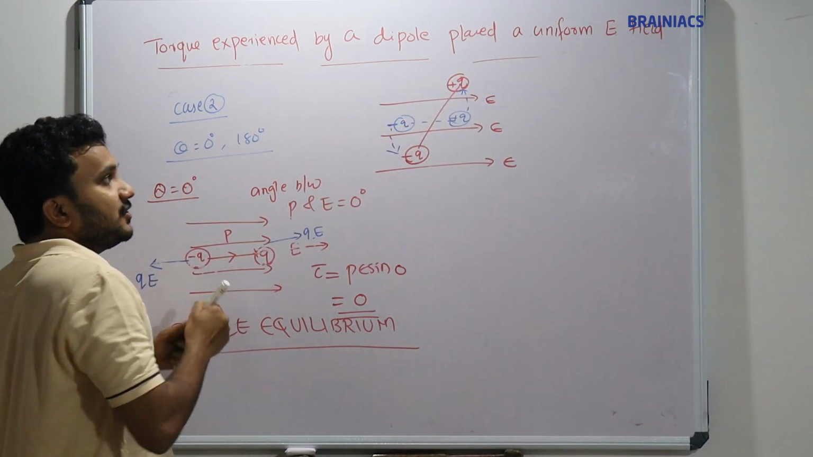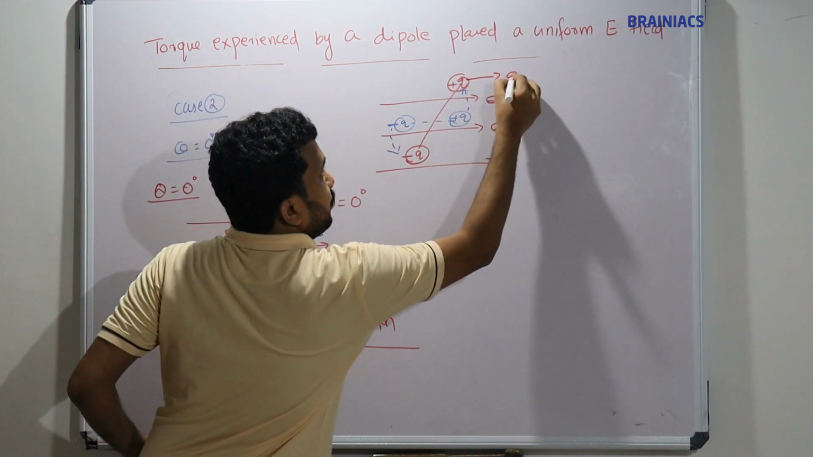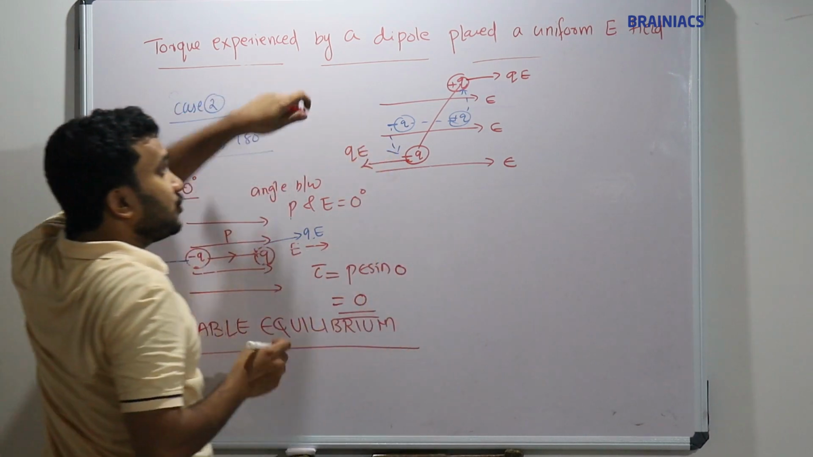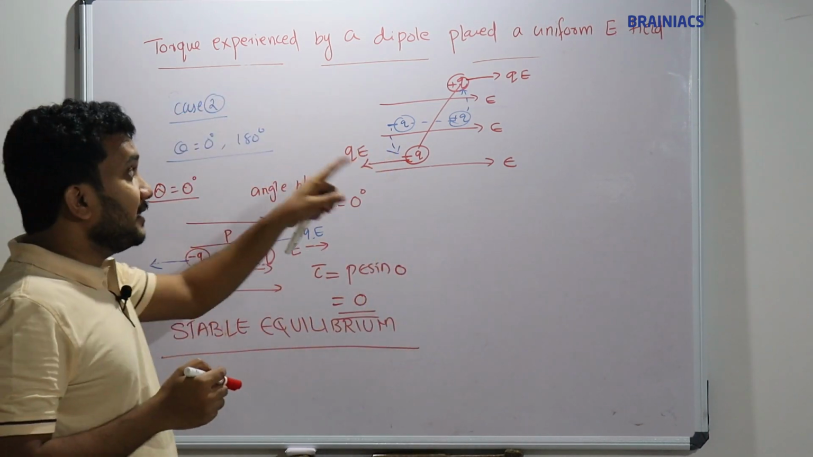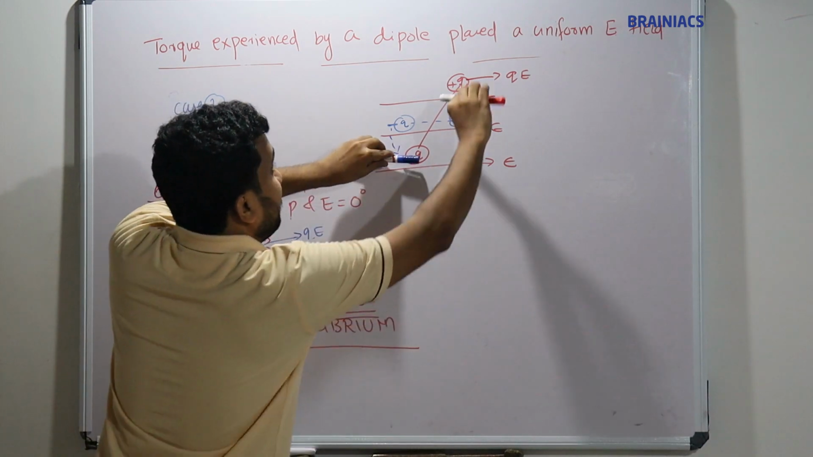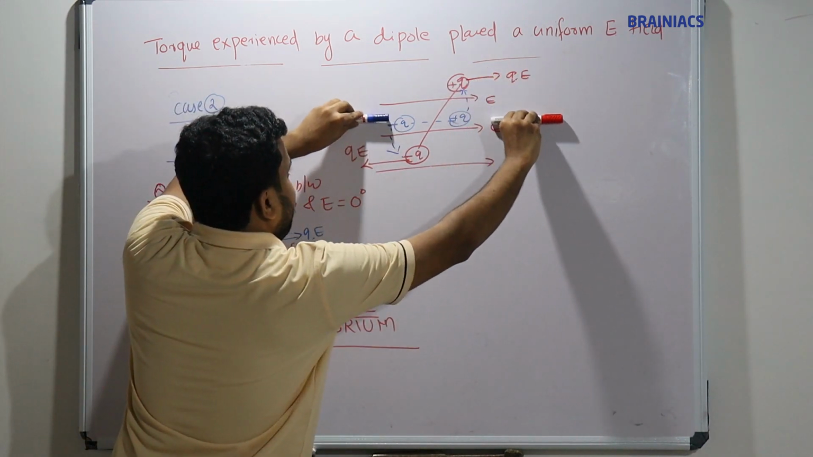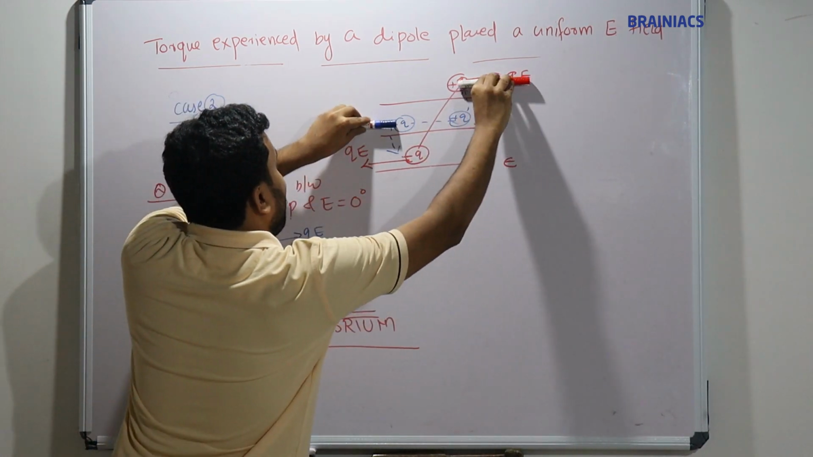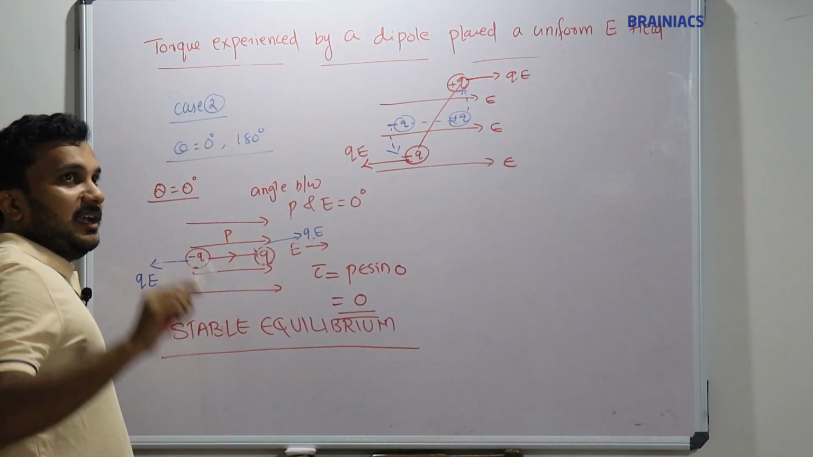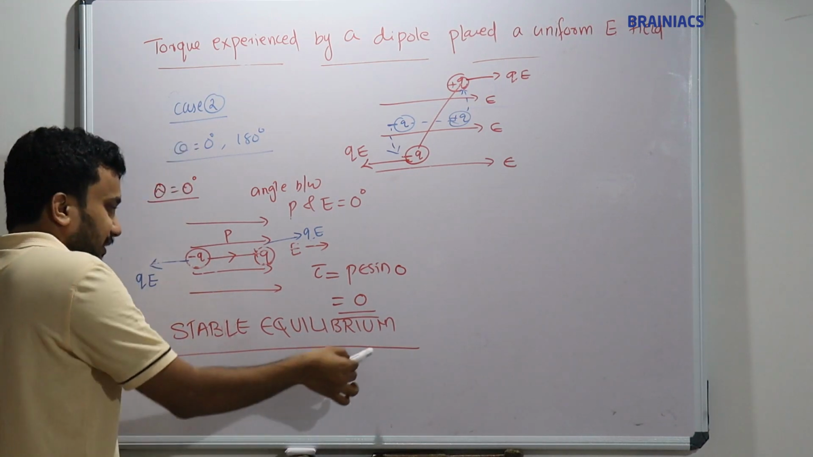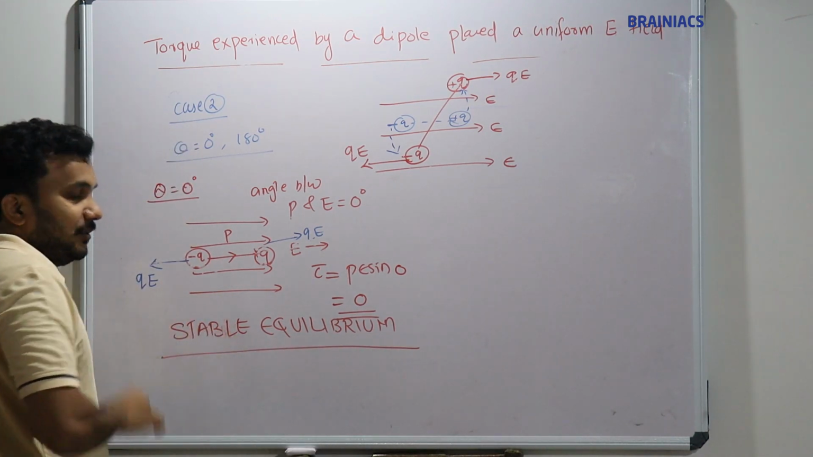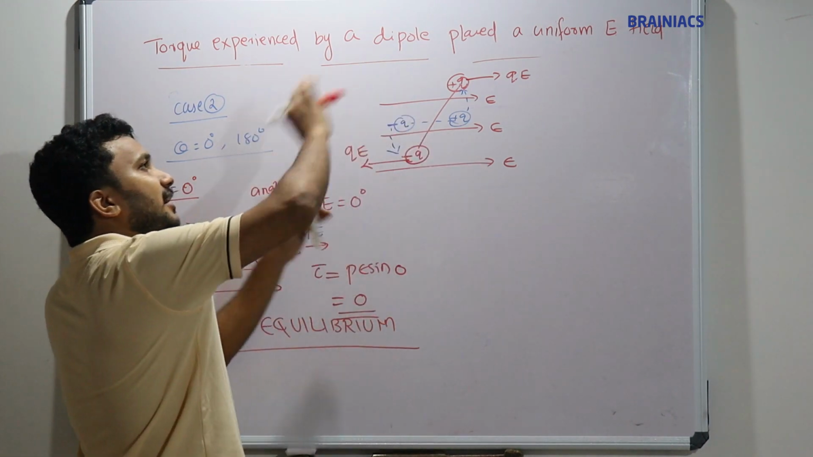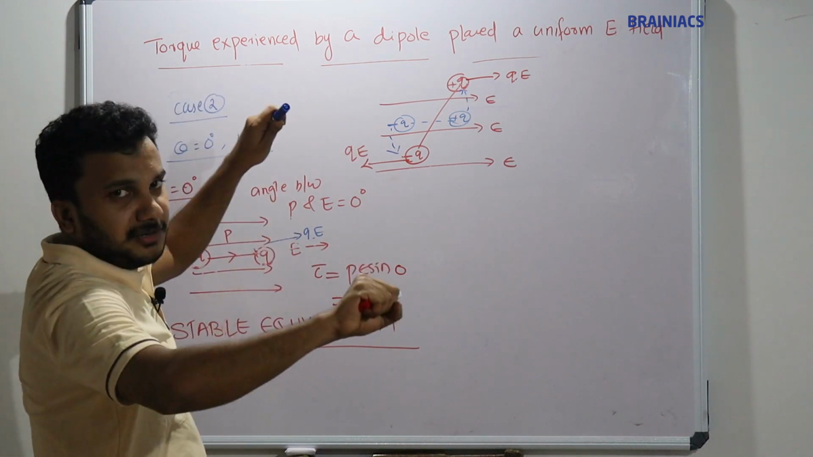Here there are two forces, right? F equal to QE on each charge. Because of these two forces in the system, it will move like this, which means it will come back to the original position. If it comes back to the original position, then it is called stable equilibrium.